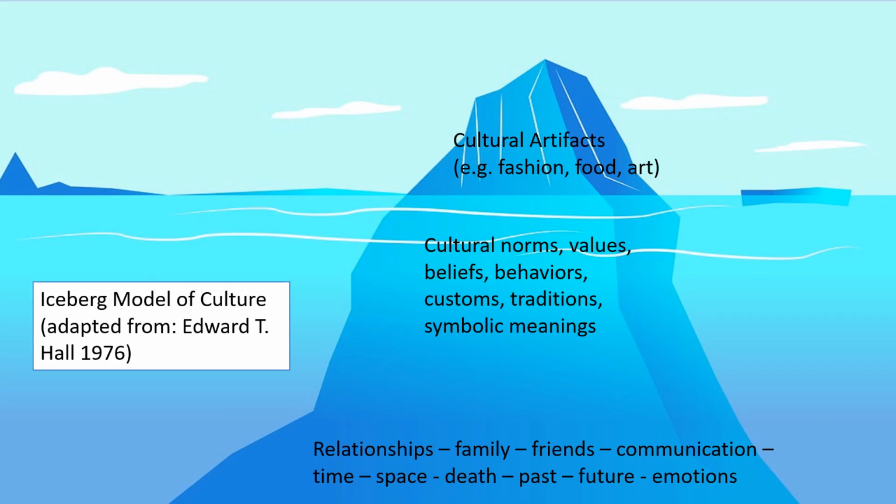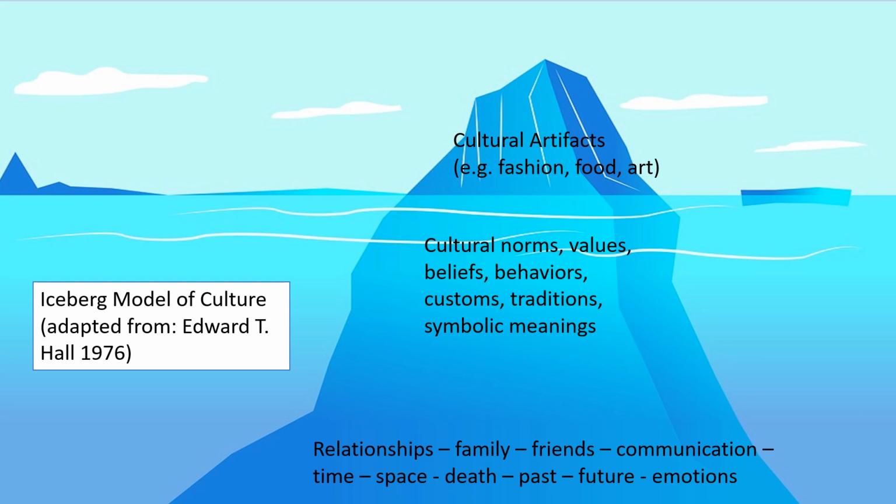One of the most well-known models is the so-called iceberg model of culture, which was developed initially by the anthropologist Edward T. Hall in 1976. Culture is often compared to an iceberg, which has both visible and invisible parts. Above the surface, there are elements of culture which we can plainly see, for example, food and clothes, architecture, pieces of art or festivals. But this is only a small part of culture.